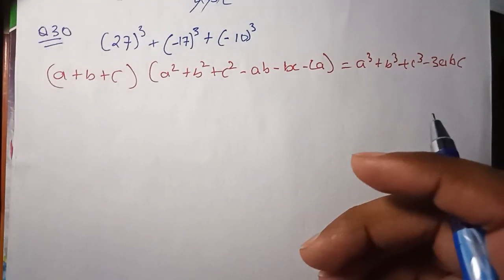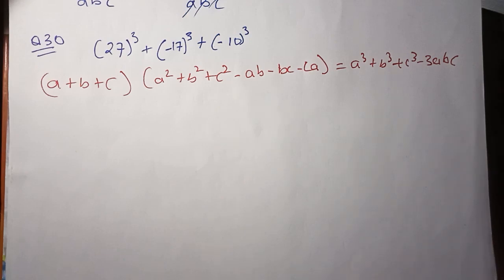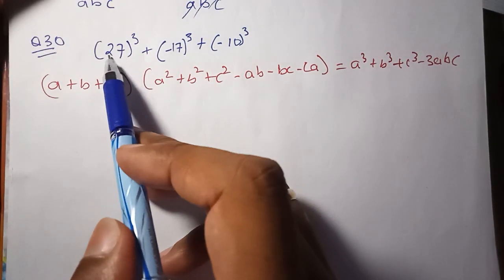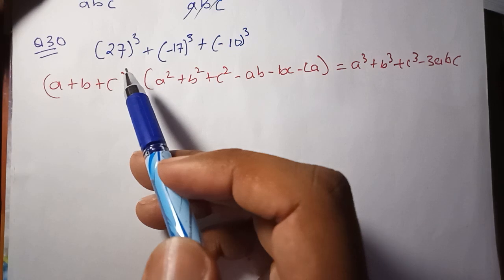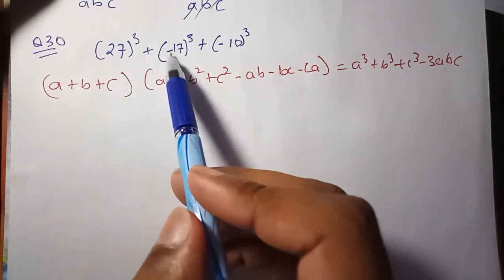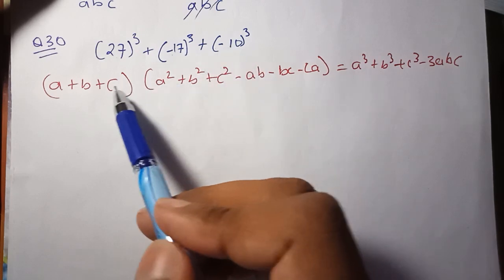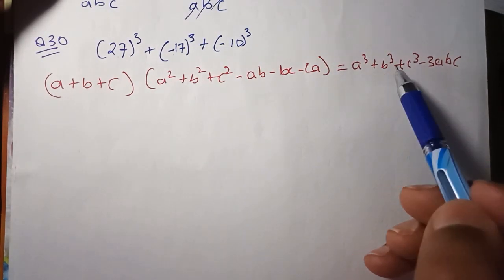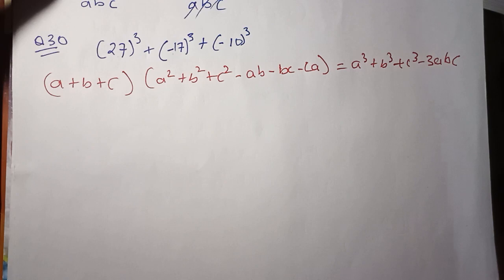Okay, let's have a look at question number 30. What does question number 30 say? Without actually calculating the cubes, find the values. I don't have to calculate the cubes, 27 into 27 into 27, then 17 into 17 into 17. There are cubes over here, and I can see that there's only one formula that has cubes, and that is this.